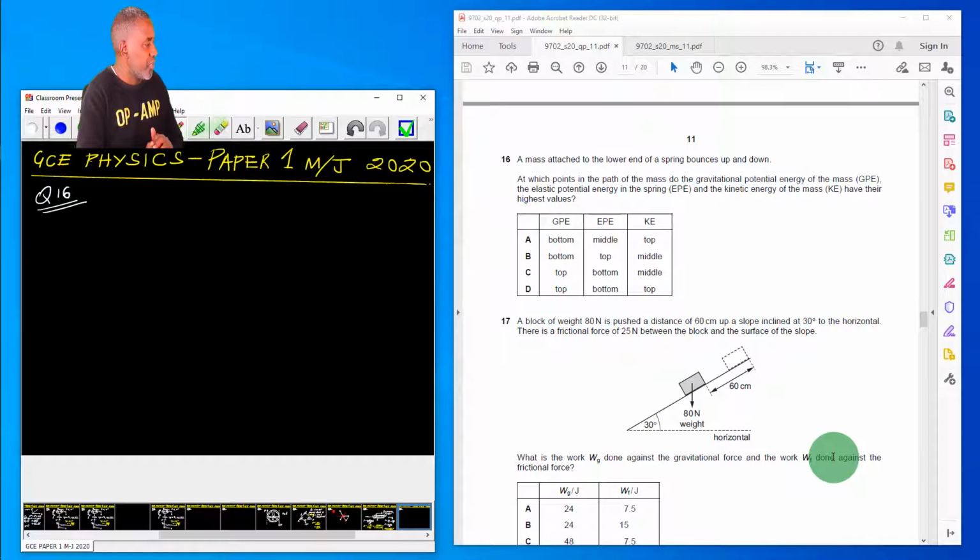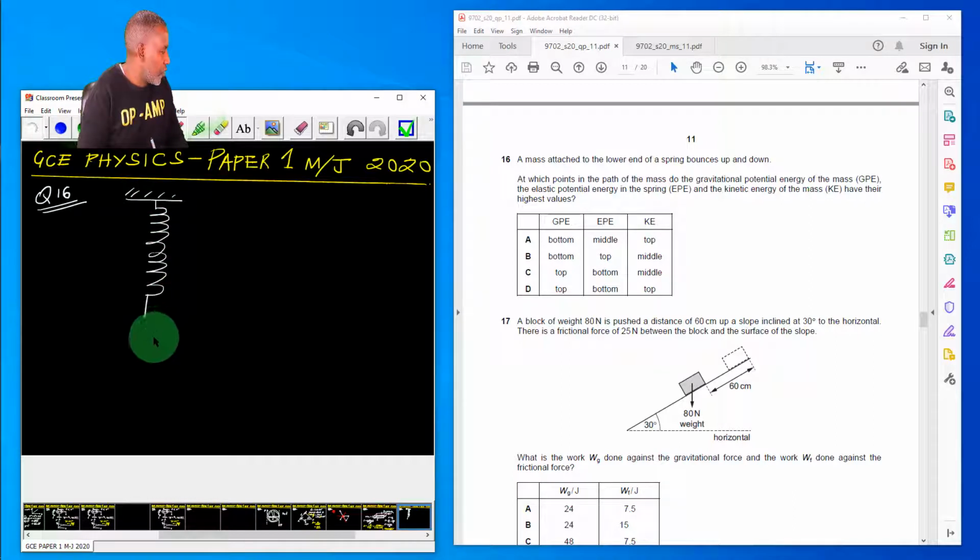In question 16, we are given that a mass attached to the lower end of a spring bounces up and down. At which points in the path of the mass do the gravitational potential energy of the mass, GPE, the elastic potential energy of the spring, EPE, and the kinetic energy of the mass, KE, have their highest values? We need to consider this situation. This is the situation. This is the mass.